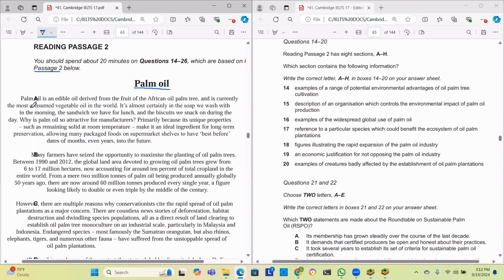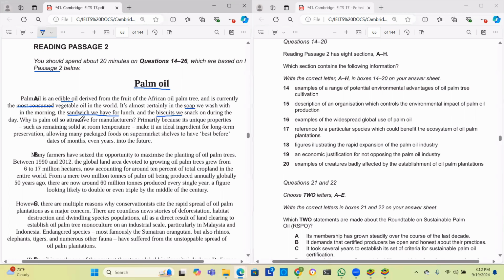So let's start again. Palm oil is an edible oil derived from the fruit of the African oil palm tree and is currently the most consumed vegetable oil in the world. It's almost certainly in the soap we wash with in the morning, the sandwich we have for lunch, and the biscuits we snack on during the day.